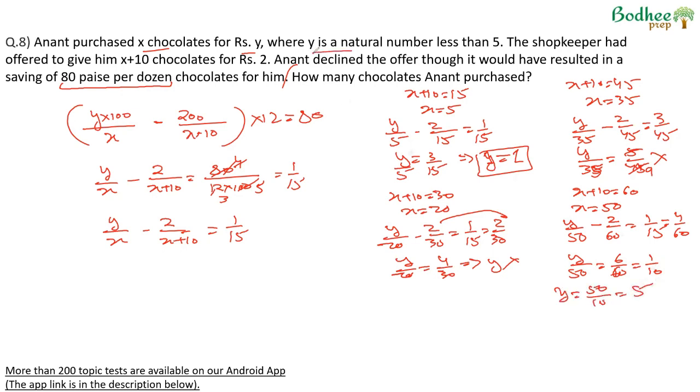But it is given that y is a natural number less than 5. Here it becomes equal to 5. So anything beyond this will take y greater than 5. The only possibility is y is equal to 1, and in this case x is 5. How many chocolates Anand purchased? Anand purchased x chocolates, so the answer becomes 5.